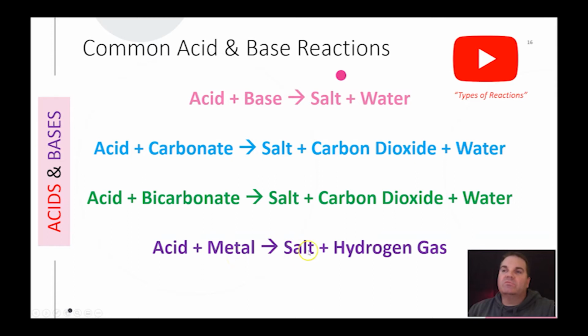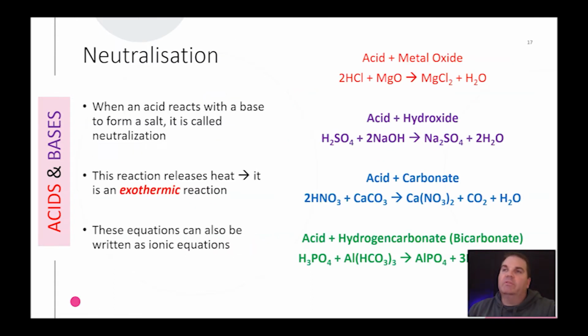You can also have a reaction between acids and metals. Acids and metals will still give you a salt, okay? But instead of getting water, you just get hydrogen gas, and that's basically because you're missing the anion part of the base that you'd normally have, okay? So I'm just going to go through and show you a couple of those.